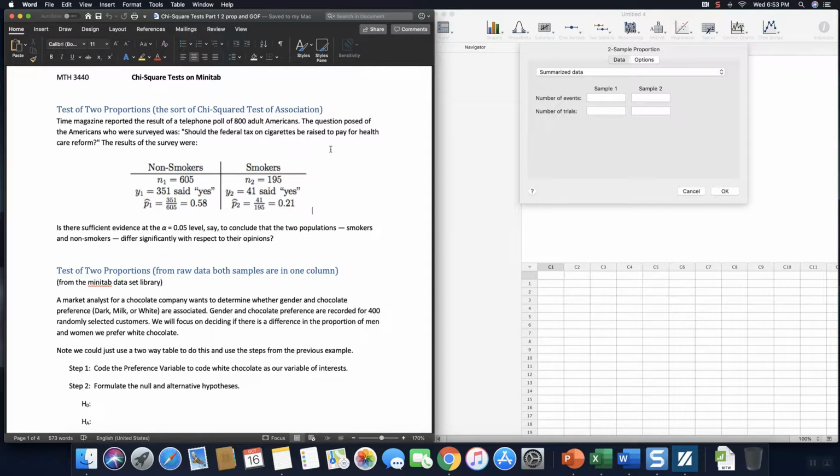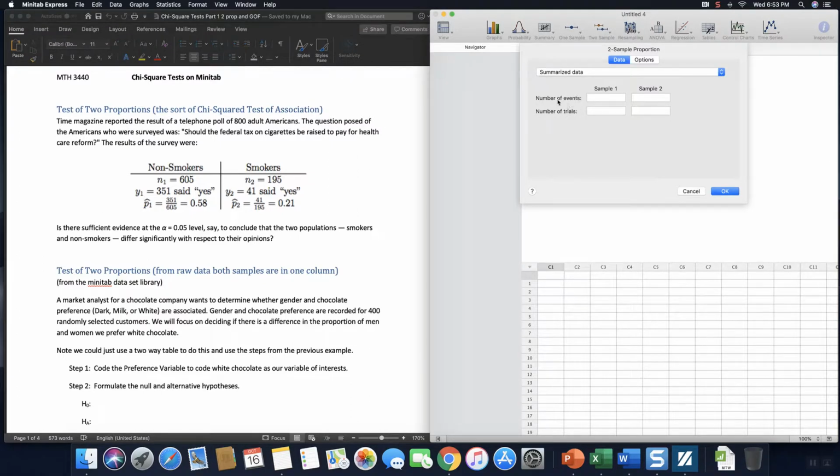One thing to keep in mind when you're doing this, remember, number of events is always the thing you're interested in. So we counted the number of people who said yes. I'm going to have sample one be my non-smokers. That's completely an editorial choice, not something you have to do. 351. And in total, there were 605 in the non-smoking group. Ooh, not 606, 605. And in particular, notice P hat 1, the one for non-smokers, is exactly this. And notice it's numerator, denominator, numerator, denominator.